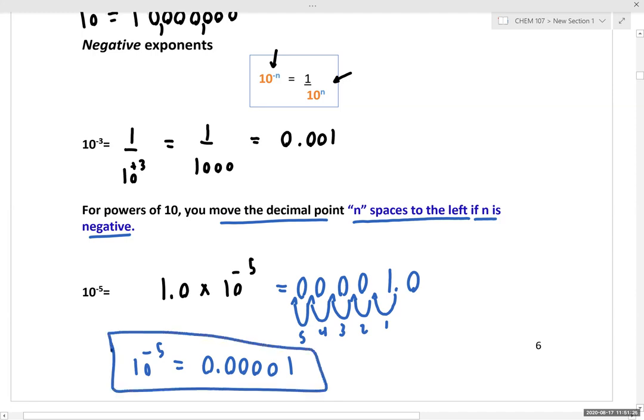Does this make sense to everyone so far? Any questions on this idea so far?